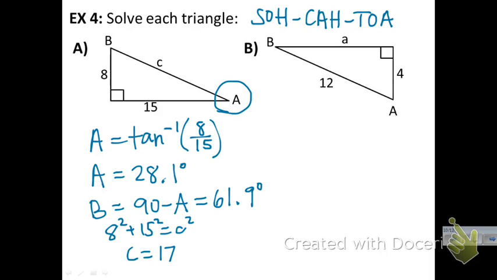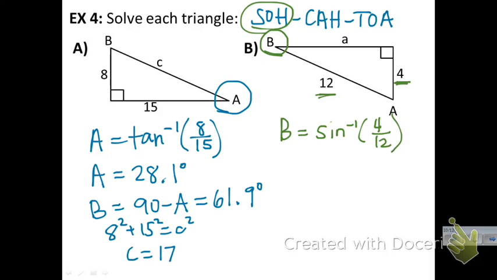So here we go on B. I'm going to choose angle B this time. It really doesn't matter again which angle you choose, but choose one and then use it. We have the hypotenuse and we have a side opposite. There's only one function that uses both of those, and that's sine. So to find angle B, we take the inverse of sine of the side opposite, 4 over the hypotenuse, 12. And then you'll go to your calculator to find this angle.